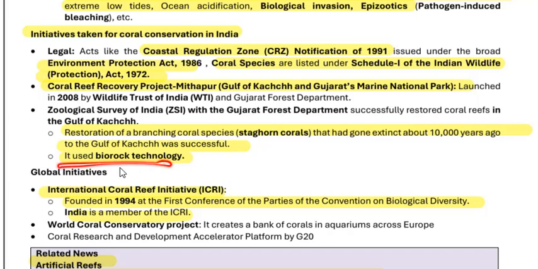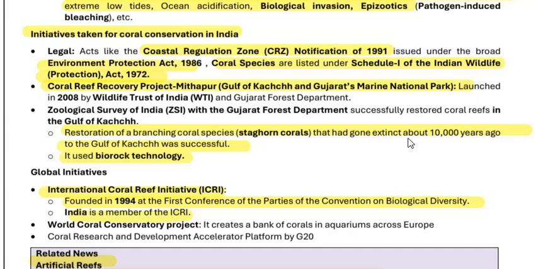It used the biorock technology. What is actually biorock? Biorock is a substance formed by mineral accretion or electrochemical accretion on a steel structure connected to a power source. How will we provide the power? From floating solar panels. It means the basic structure is made up of steel, and it is powered by the solar panel so that electric current passes through the electrodes in water.